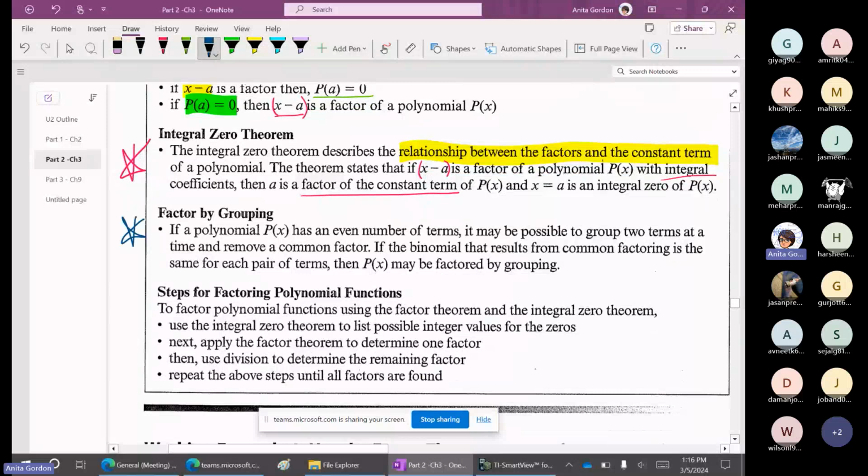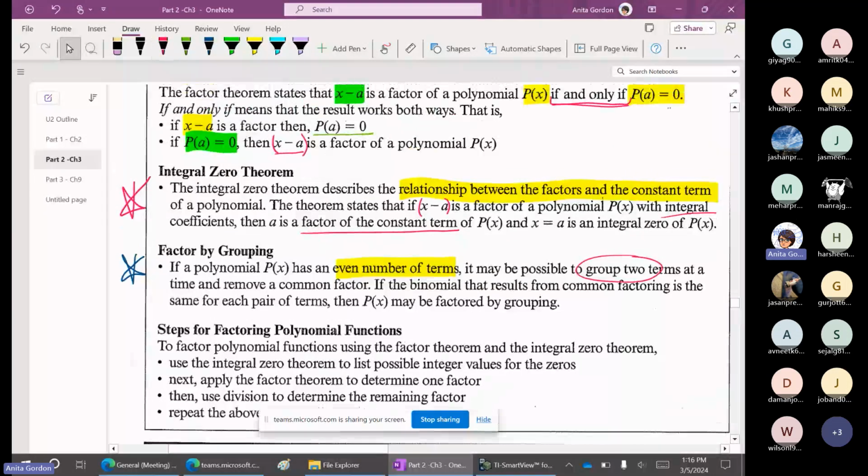You all just did Pre-Cal 11, so you should be very comfortable with this. One of the key points I want to mention, though: in order for factor by grouping to work, it is important to have an even number of terms and to factor them in groups of 2. Okay?